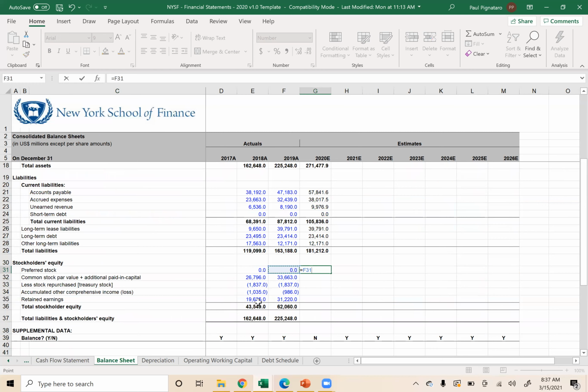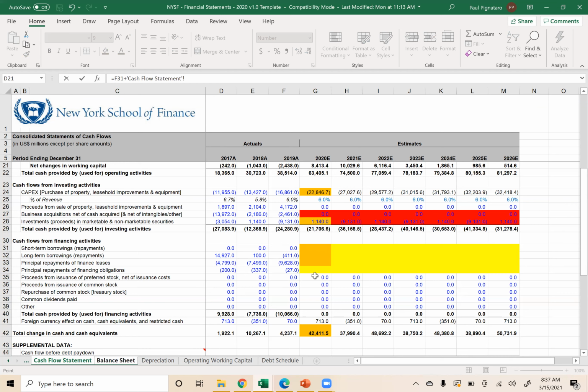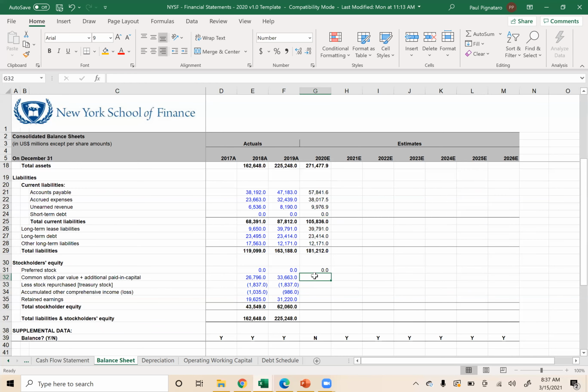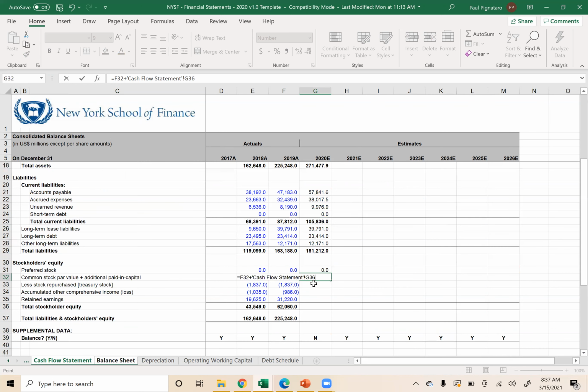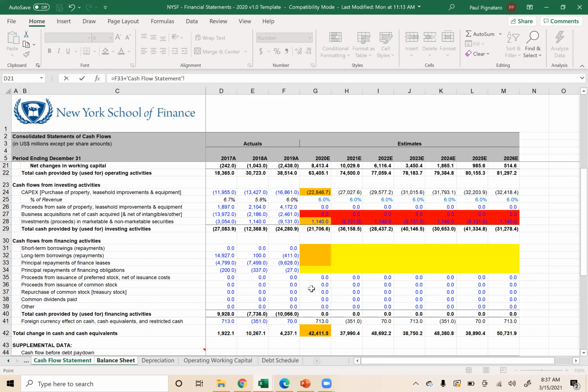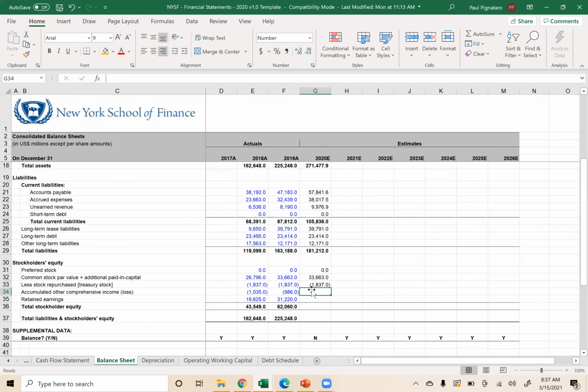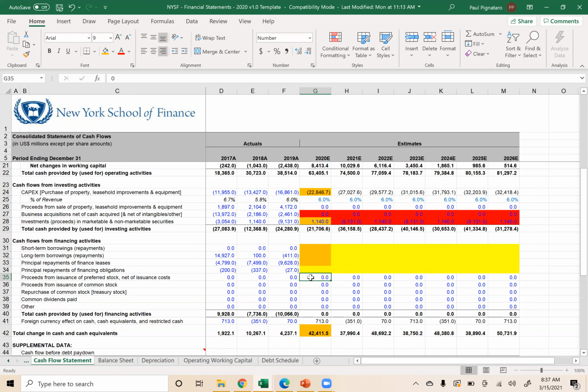So preferred stock is going to be equal to the year before plus issuance of preferred stock. Common stock is the stock from the year before plus issuance of common stock. Same idea. Repurchase of stock from the year before plus repurchase of stock. Okay. Now, let me mark off that I've done 1, 2, 3.